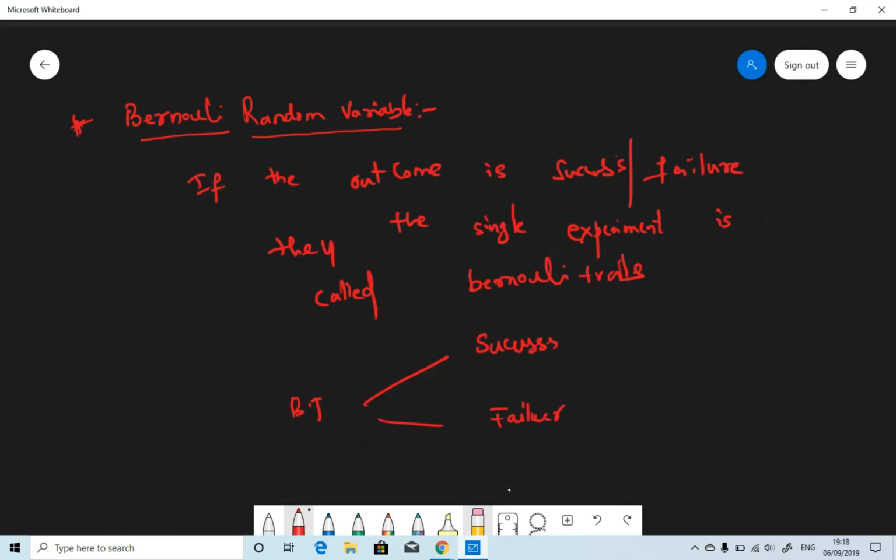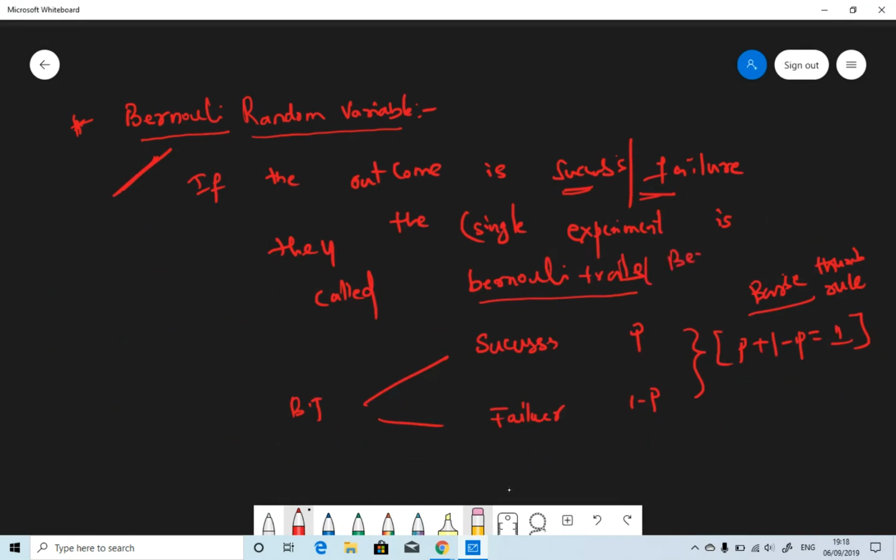If the success is P, the failure will be 1 minus P, because P plus 1 minus P should always come to 1. This is our basic thumb rule. Clear or not clear? If the outcome is success or a failure, then the single experiment is said to be a Bernoulli trial or Bernoulli process. On this process only, we developed the idea for the binomial distribution.